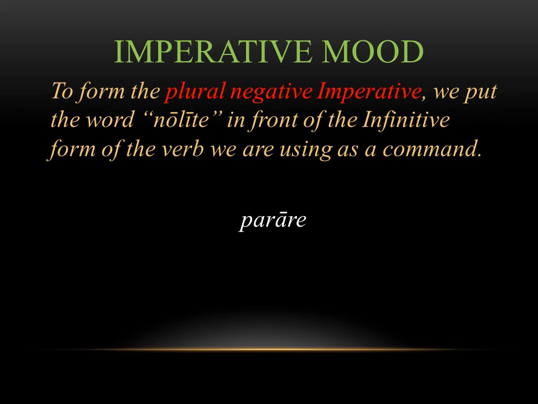To form the plural negative imperative, you add the word nolite in front of the infinitive. So again, let's take our example. Parare means prepare. Nolite parare means don't prepare. So again, you're giving that negative plural command. You're telling a group of people not to do something.